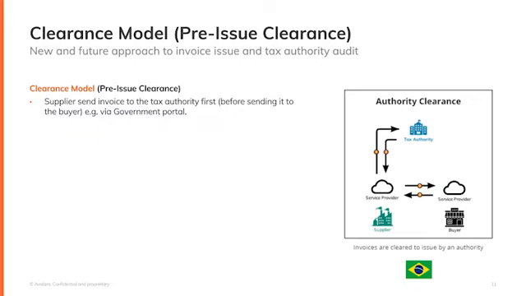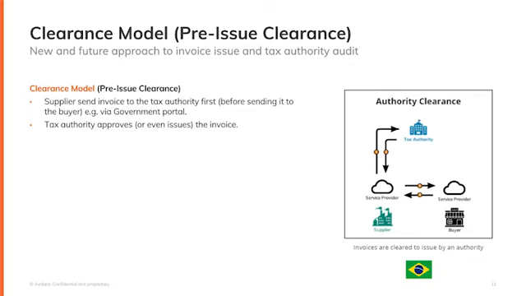This is the new and also future approach to invoice issue that tax authorities are following. And it's also changing the nature, style, and emphasis of a tax authority audit. So under this model, the supplier actually sends the invoice to the tax authority first. So the tax authority sees the invoice and the underlying transactional data before the customer does. The tax authority will clear the invoice for issue. So in effect, validate, provide approval for that invoice to then be sent to the customer.